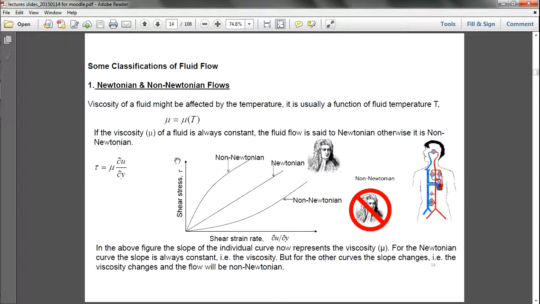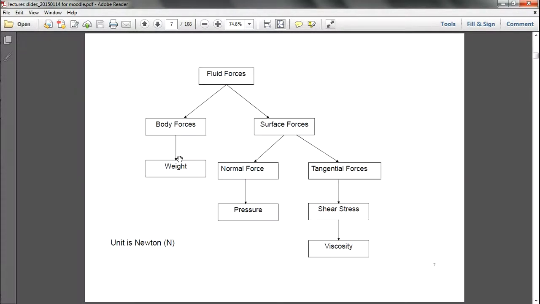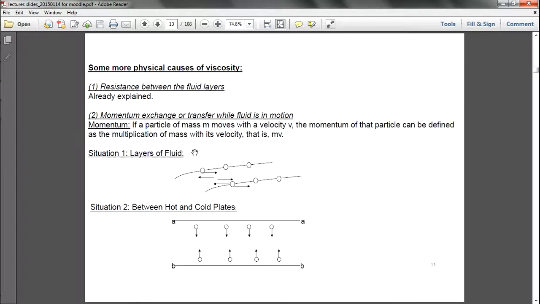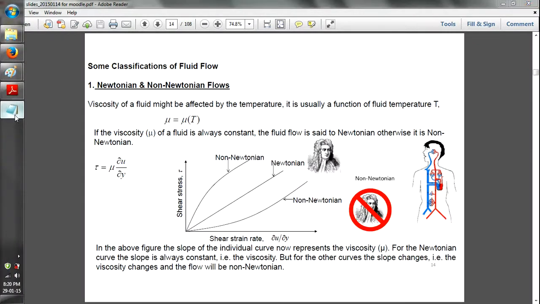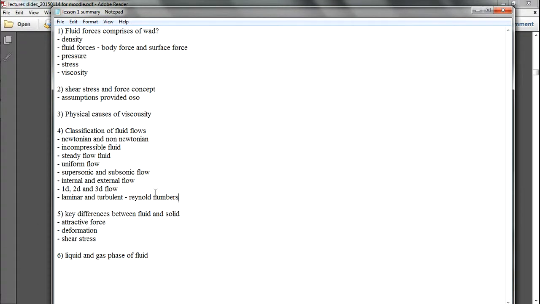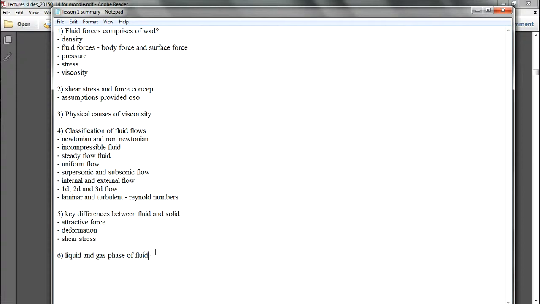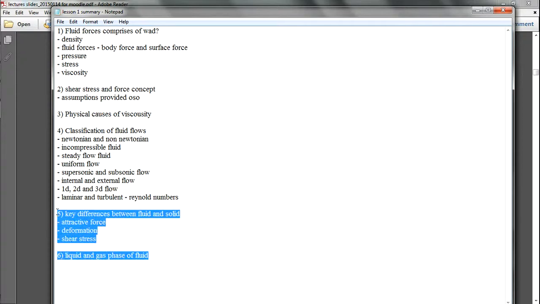And then conceptually, maybe they'll ask you about the classification of fluid flows. For calculation, they may also talk about the Reynolds number. You have to calculate the number and then deduce whether it is laminar or turbulent. And typically I think they will ask you for the key difference between fluid, solid and gases. So you have to be able to articulate that.